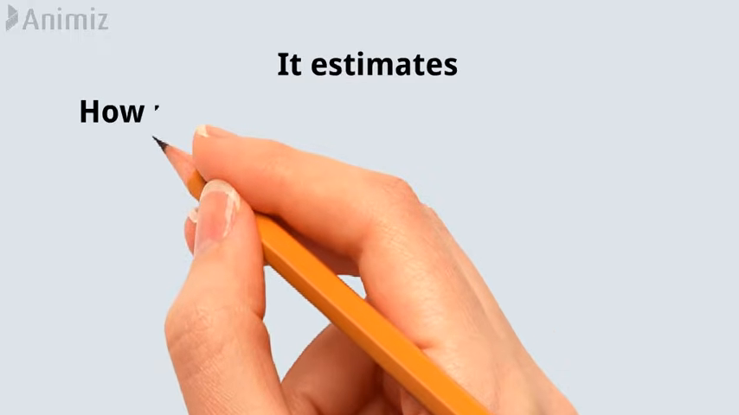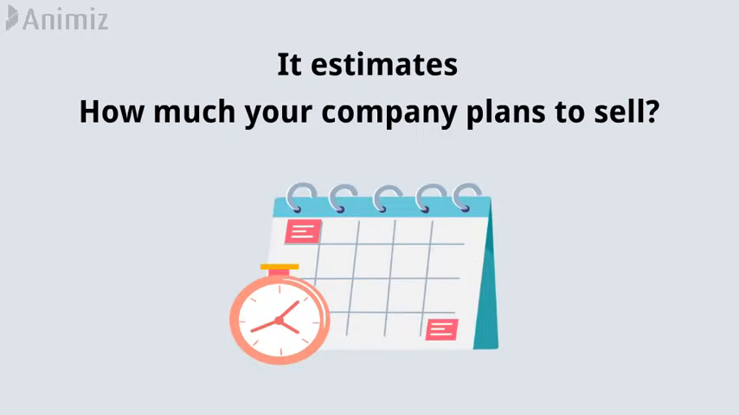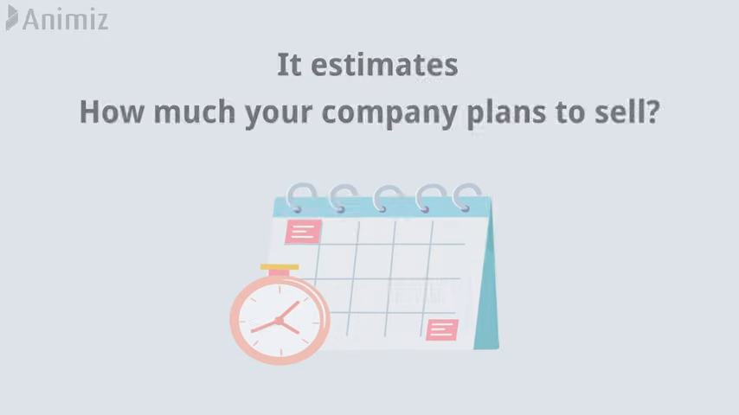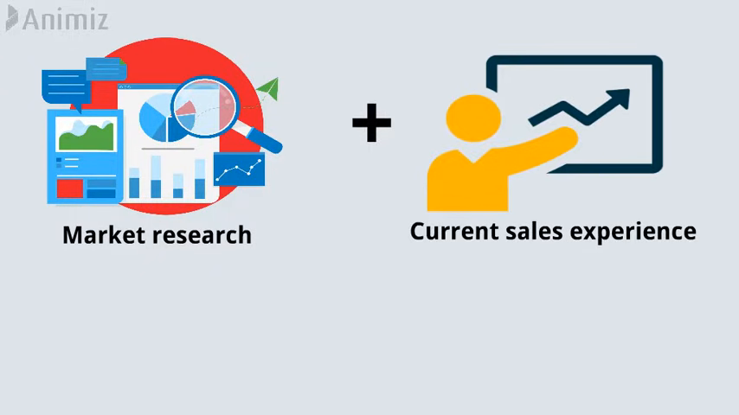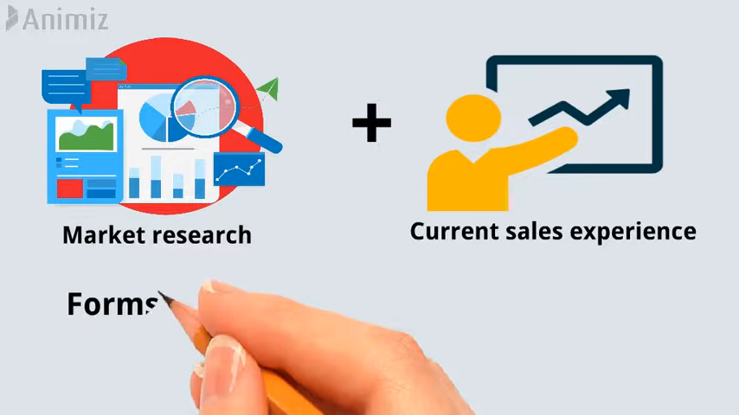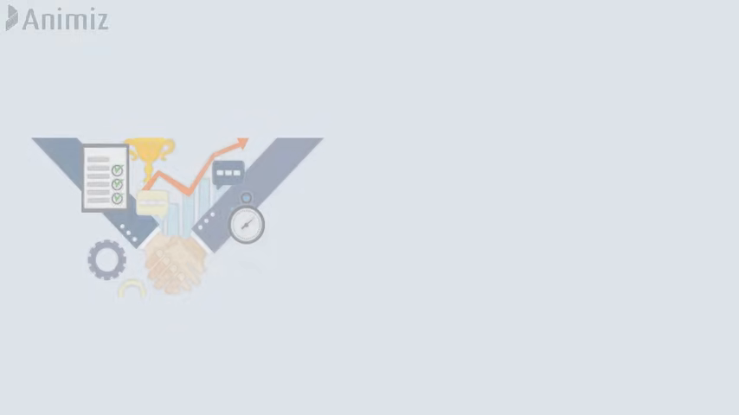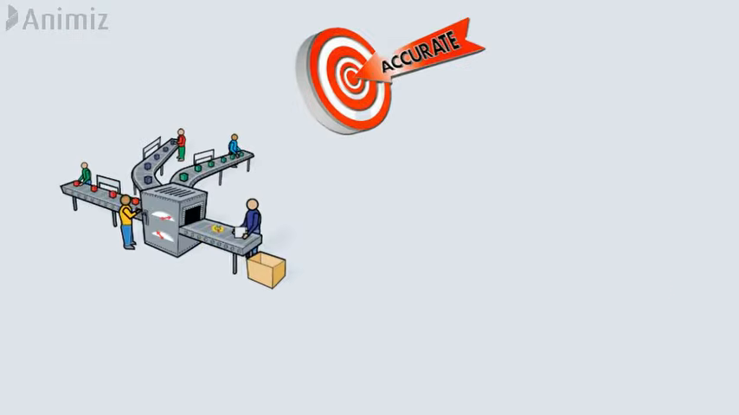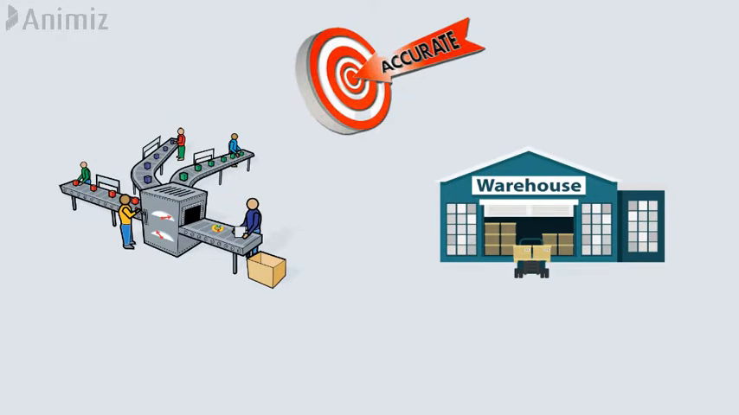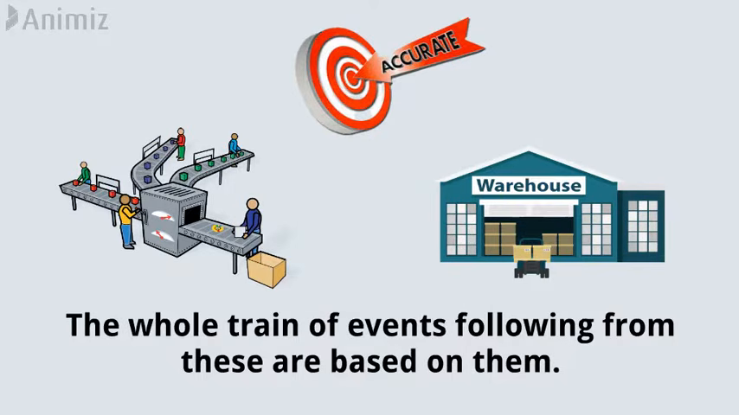It estimates how much your company plans to sell within a certain time period, like a quarter or year. Market research conducted by a firm, plus analysis of the current sales experience and trends forms the basis for the construction of a sales forecast. The sales forecast is a commitment on the part of the sales department, and it should be very accurate because production and stock holding plans, and the whole train of events following from these are based on them.